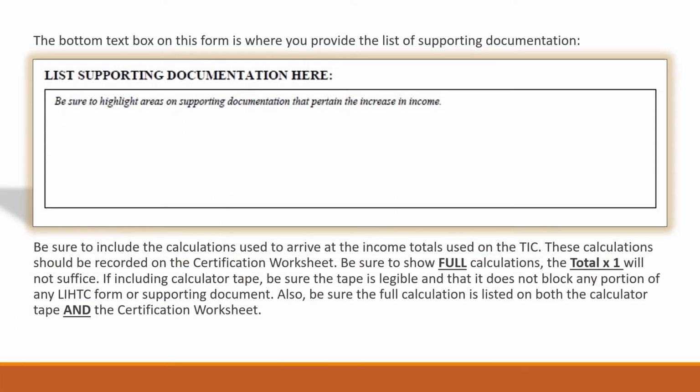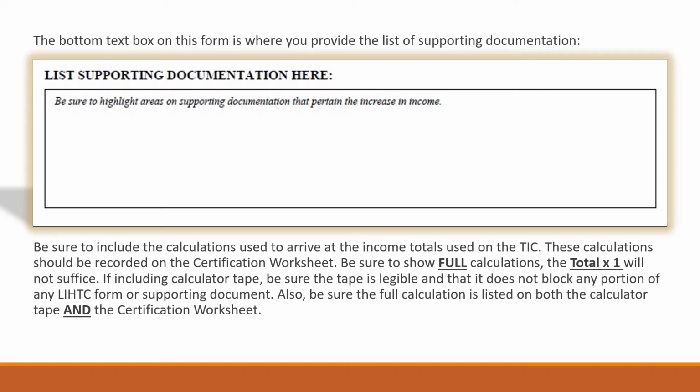The bottom text box on this form is where you provide the list of supporting documentation. Be sure to highlight areas on supporting documentation that pertain to the increase in income. Also include the calculations used to arrive at the income totals on the TIC. These calculations should be recorded on the certification worksheet.